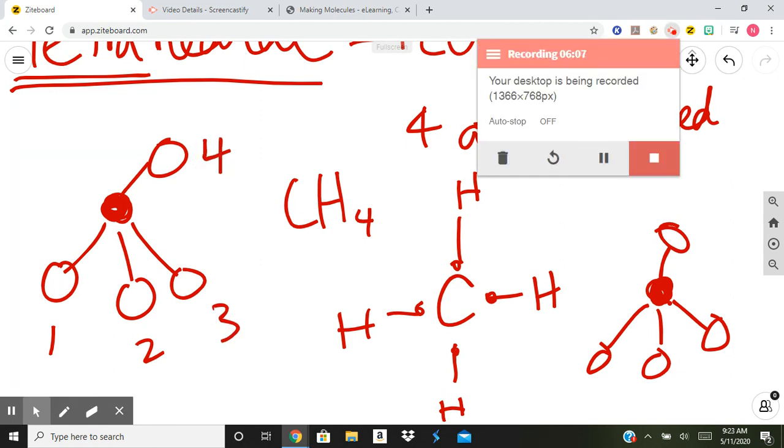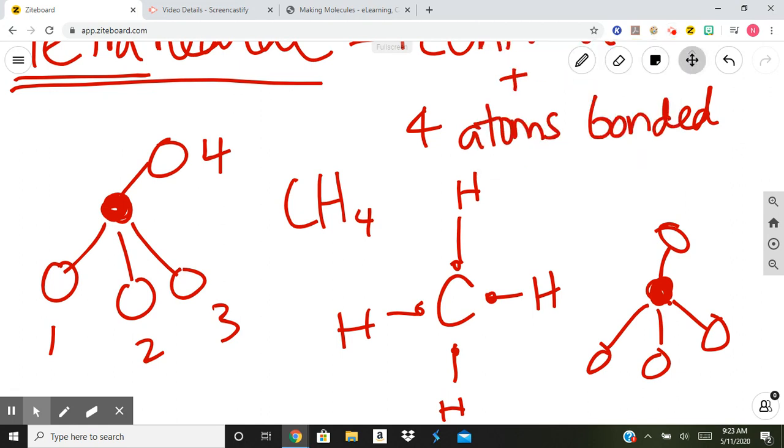All right, so those are the 4 shapes. There are more than 4 shapes. There's trigonal bipyramidal. There's octahedral, but these are the 4 that we're going to be concerned about. The basic molecule shapes: linear, bent, trigonal, tetrahedral.